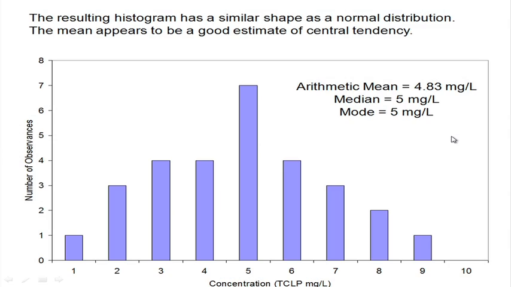You plot this data, and you find the arithmetic mean is 4.83, the median is 5, and the mode is 5. This is a classical distribution. The resulting histogram has a similar shape to a normal distribution. As you can see from the graph, the mean appears to be a good estimate of the central tendency. So you can think of it as a nice classical-shaped graph, with the arithmetic mean, median, and mode all present there.